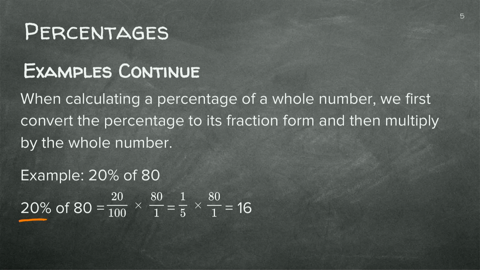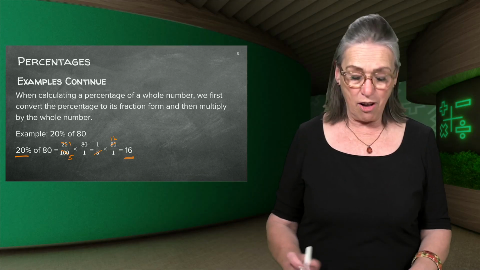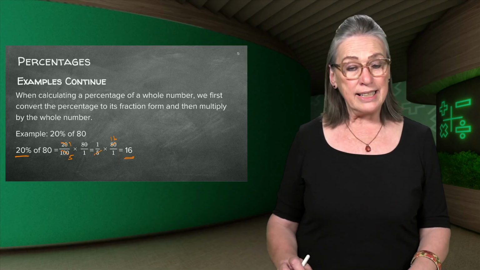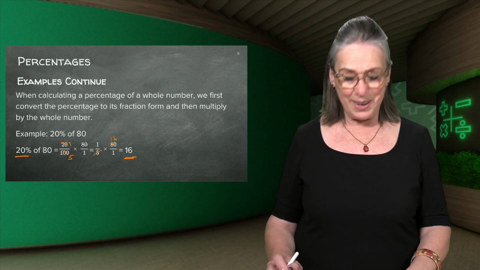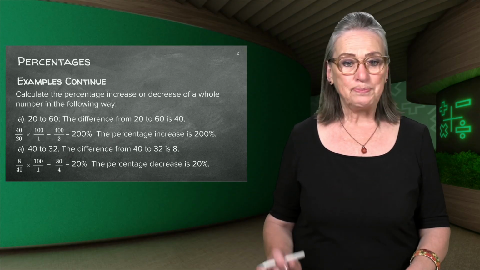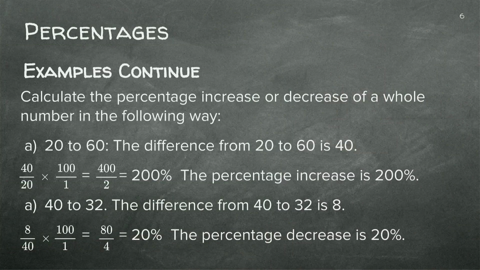Let's see if you can follow this. So we're going to divide 20 into 100, which is 1 and 5. So it is a fifth times 80 over 1. And if we work this out further, we see that our answer is 16. So the answer to the question of 20% of 80 is 16. Okay, right. Let's do another one.